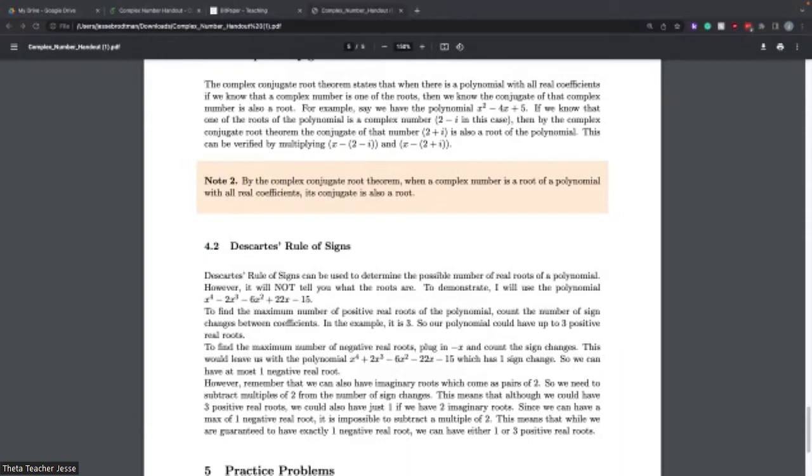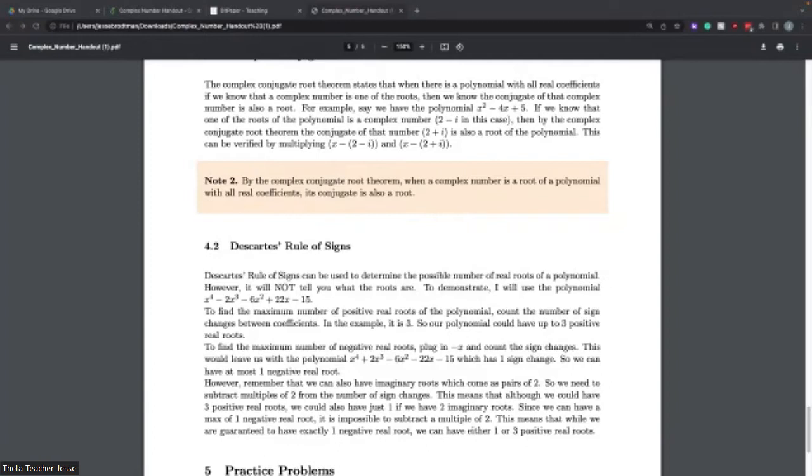Descartes has a rule of signs, which can be used to determine the number of possible real roots of a polynomial, but it will not tell you what the roots are or the exact amount of real roots. So this polynomial: x to the fourth minus 2x to the third minus 6x to the second, plus 22x minus 15.